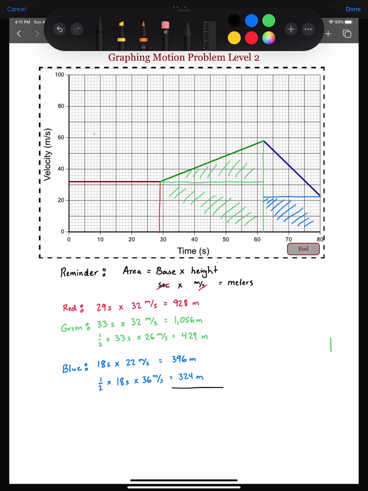Now all we have to do, I'll just switch colors to black. We just need to add all these terms. So let's do that. So 928 plus 1056 plus 429 plus 396 and plus 324 would equal 3,133 meters, and we can just say AKA, just in case they ask, 3.133 kilometers, since there are 1,000 meters in a kilometer.